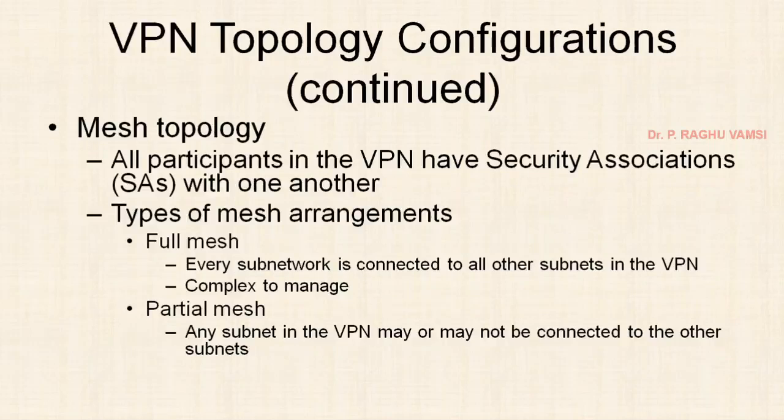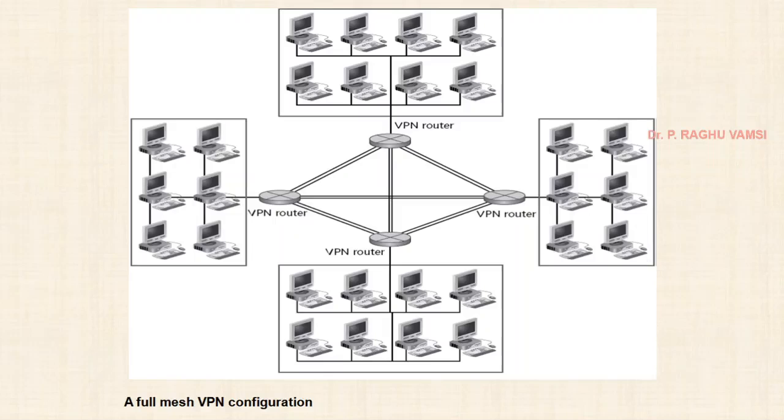Mesh arrangement has two types: partial mesh and full mesh. In full mesh, every subnet is connected to another subnet in the VPN, and it is very complex to manage also. In partial mesh, any subnet in the VPN may or may not be connected to another subnet. The diagram is like this. Here there are 4 subnets, and VPN routers are connected here. There is a dedicated tunnel between these routers. So this is the tunnel mode. By default, if you use IPsec for the VPN creation, it will work in the tunnel mode when you use these VPN routers.